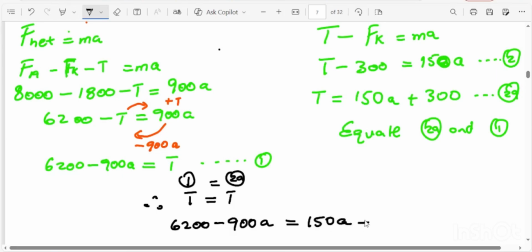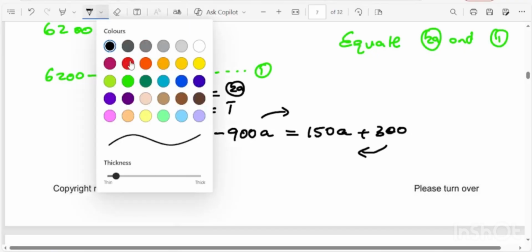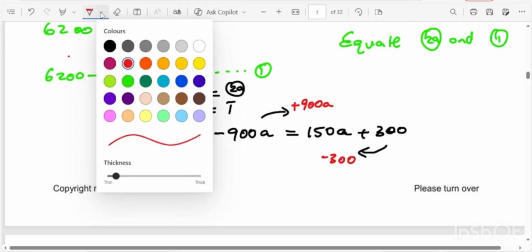150a plus 300. This is the method that I recommend. Why? Because I know that I won't make a mistake when it comes to grouping and adding the like terms. So what I need to do is to bring the 900 to the other side to be positive and to bring the 300 to the other side to be negative. So let's quickly highlight that. We say that the 900 will come to the other side to be positive 900a, and the 300 will come to the other side to be negative 300, I'm very sorry. As you can see, I'm moving fast.